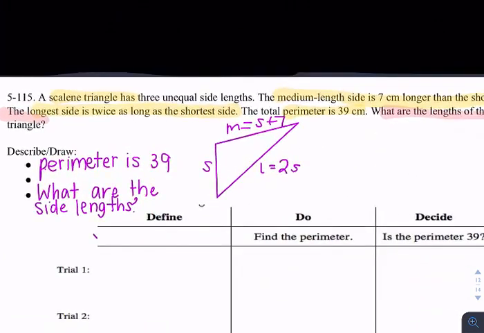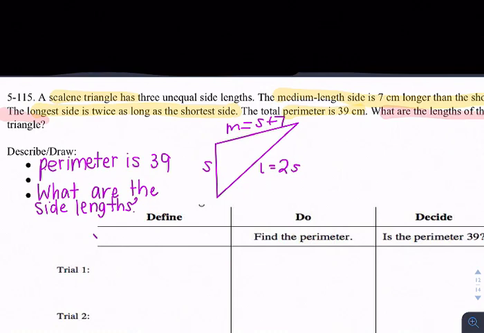So when it's the describe and draw section, sometimes you might want to draw a picture. If it's something with perimeter and area, a picture is often really helpful. Some word problems don't do very well with a picture, but this one does. So I thought a diagram of the situation would be a good idea.